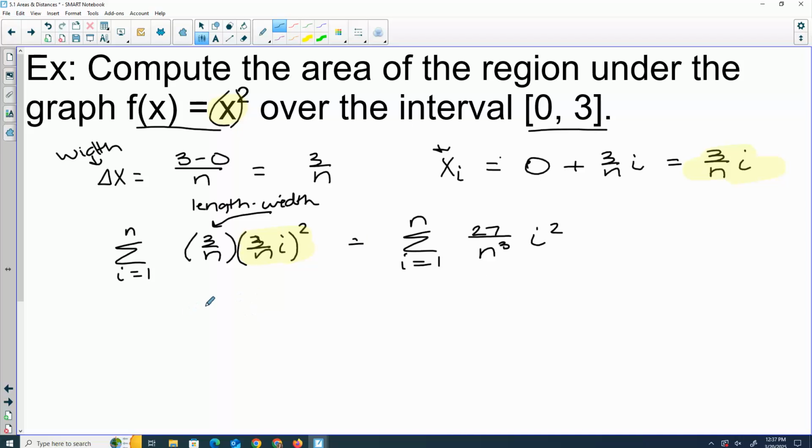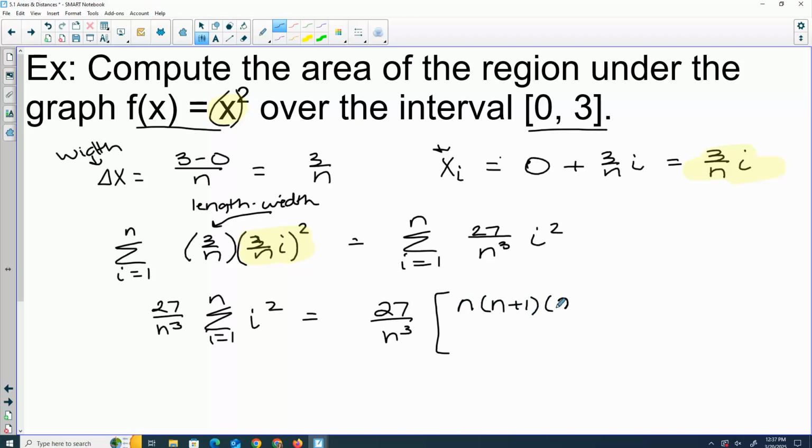But don't we know how to add up i squared? Oh, so we pulled it out. So 27 over n cubed. Now what's the sum of i squared formula? n times n plus 1 times 2n plus 1 over 6.